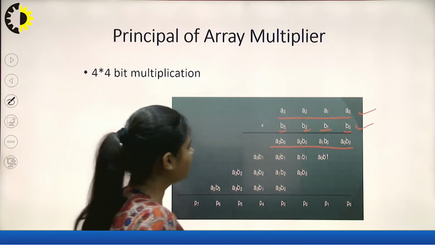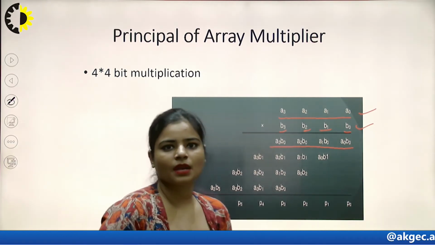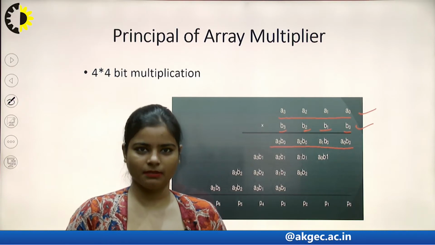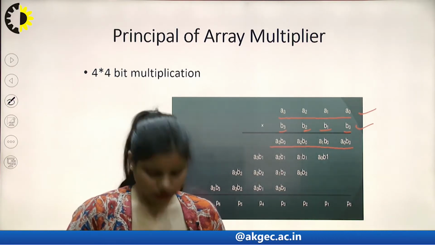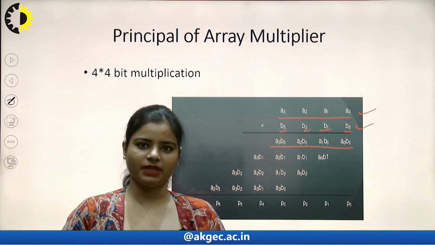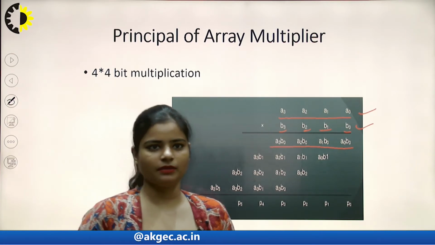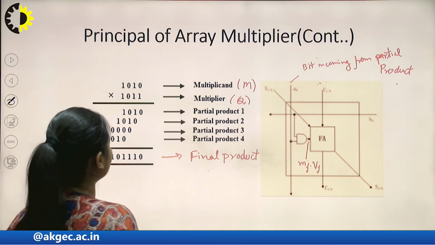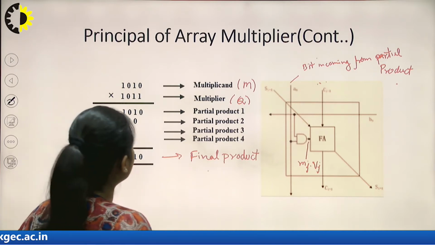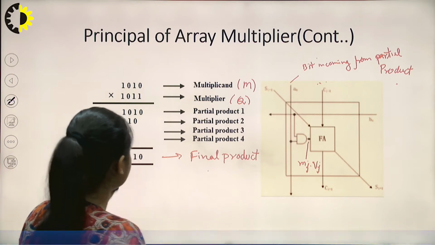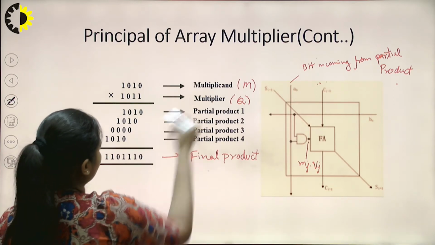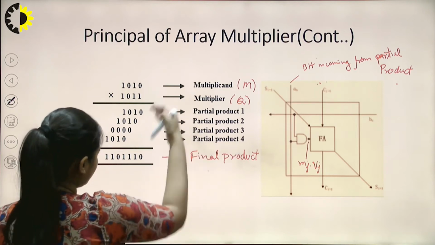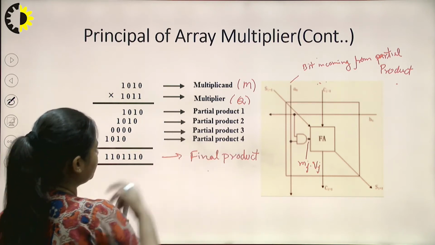How can we multiply all the digits? We just need a multiplier. How will we do the multiplication? We just need an array multiplier. In the earlier slide I told you the principle structure of an array multiplier. Here you can see an example. This is the multiplicand, this is the multiplier, and we have some partial products. After adding all these partial products, we get the final product.